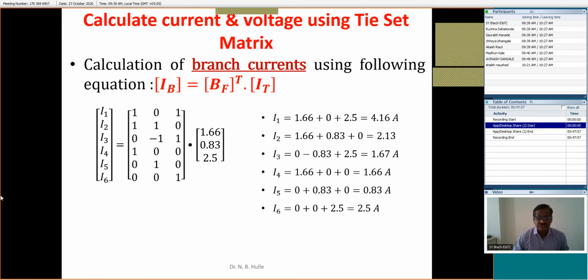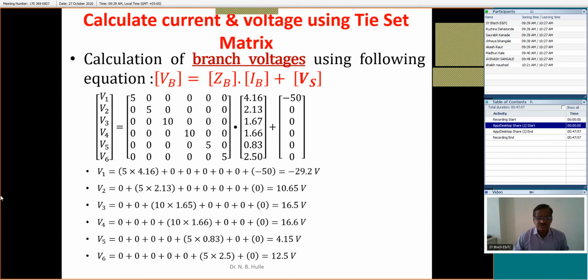And finally, if we are finding the branch current of the sixth branch, which is the multiplication of this and this: 0 into 1.6 is 0, 0 into 0.83 is 0, then 1 into 2.5 is 2.5, which is equal to 2.5 amperes. This is the calculation of the branch currents. Is it right? Initially we calculated the loop currents, which are nothing but IT, and from IT we calculated IB. And if we know IB, we can find the branch voltages.